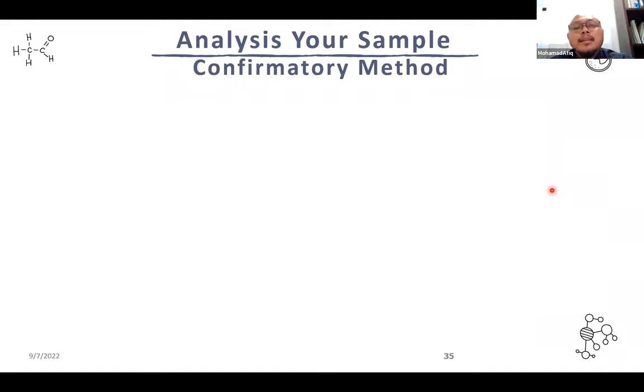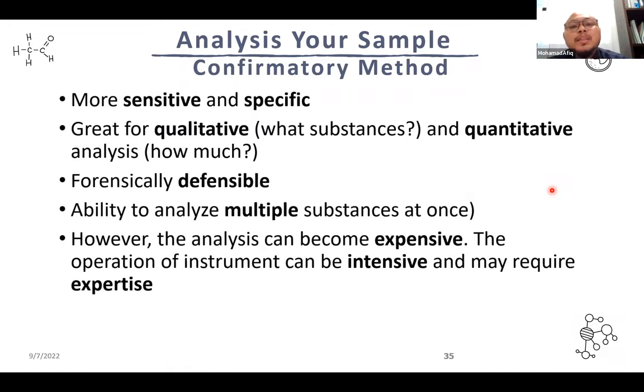Other than the screening method, we can perform the confirmatory method. What is the confirmatory method? The confirmatory method is the method which can identify the compound specifically, and also it can provide a very sensitive detection, so it means that we can show the presence of the compound. That's why the confirmatory method is more sensitive and specific than the screening.